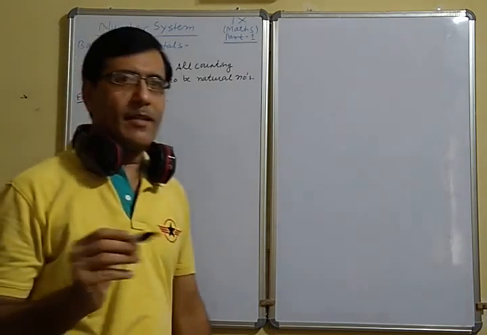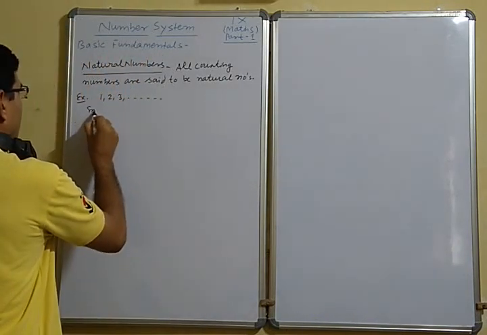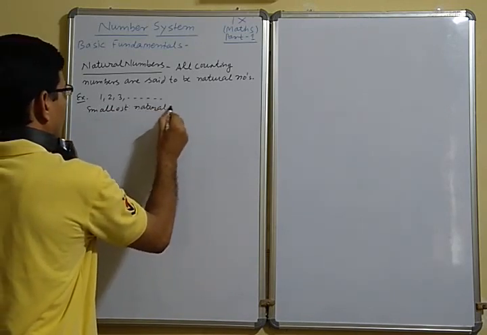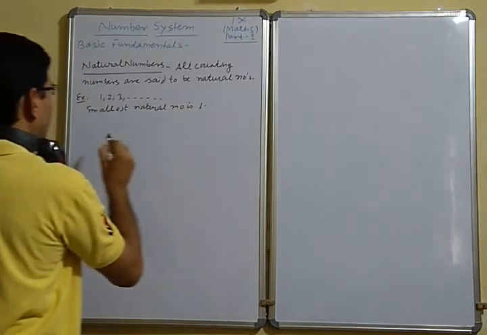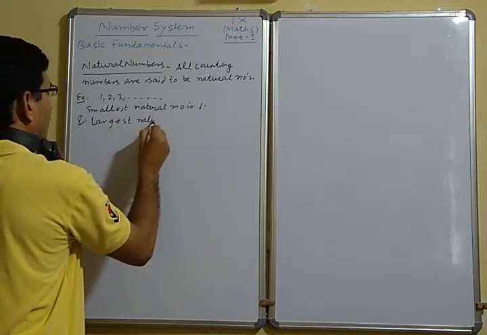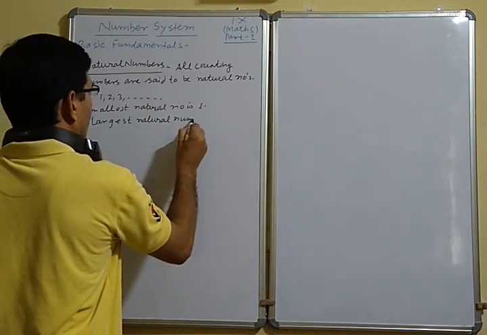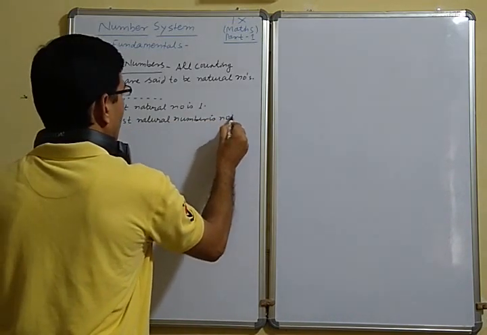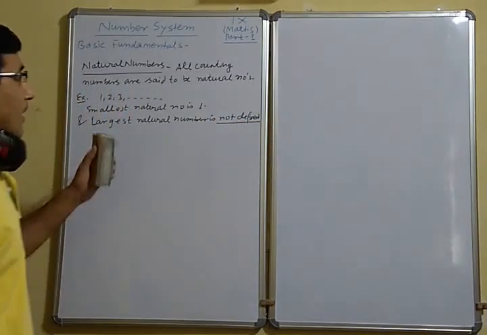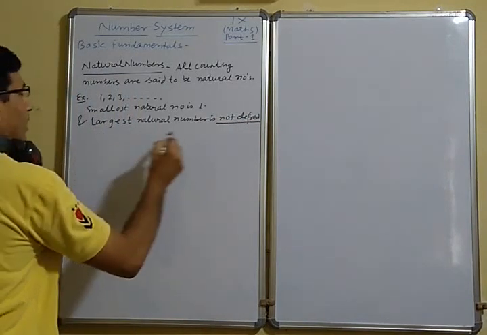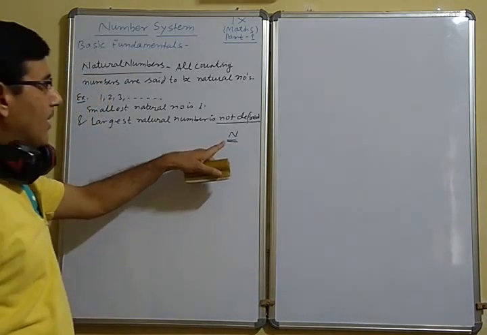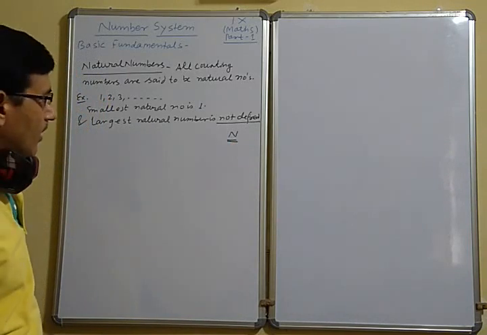Now, the smallest natural number is 1 and the largest natural number is not defined. The collection of natural numbers is denoted by capital N. We use capital letter N to denote the set of natural numbers.